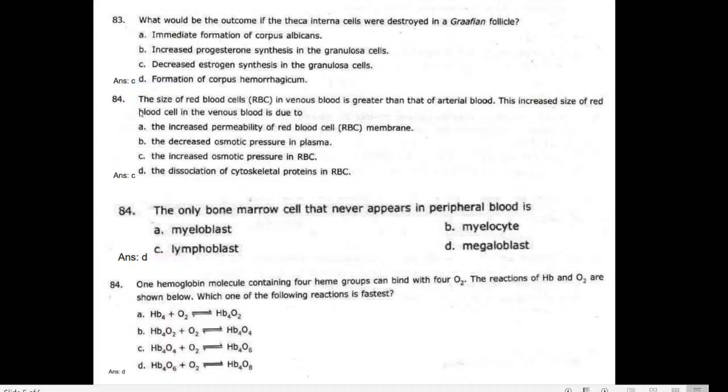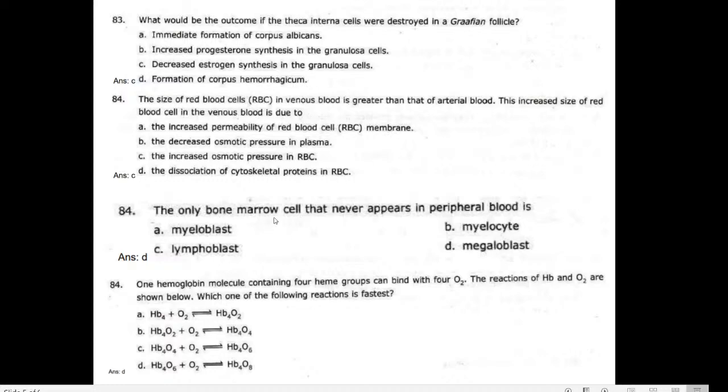Next, the size of red blood cells, RBCs, in venous blood is greater than that of arterial blood. Why did that happen? This is the statement: venous blood RBCs are greater than arterial blood RBCs. Why has it happened? The increased size of red blood cells in venous blood is due to the increased osmotic pressure in the RBCs. This is the reason for this blood cell size.